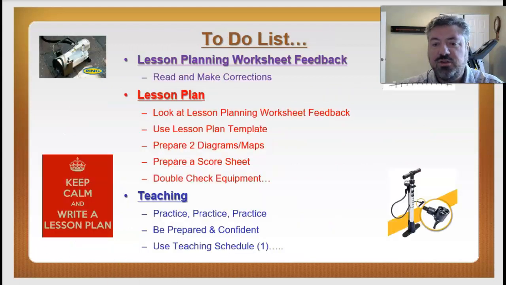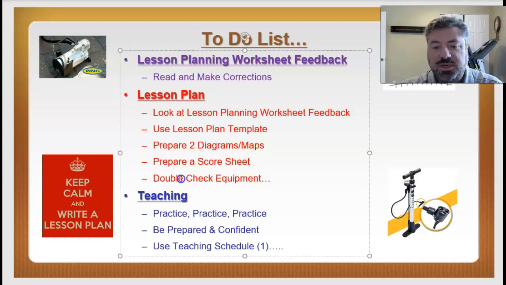So last thing, here's your to-do list. Reminder again, lesson planning worksheet, read the feedback, make corrections, use that to help you with the lesson plan. Look at your lesson planning worksheet and your feedback, take the instruction sheet for the lesson plan, use the lesson plan template, and then prepare that lesson plan following the instructions and using the feedback from your planning worksheet. The lesson planning worksheet is not the lesson plan. Make sure you prepare 2 either diagrams, maps, or formation sheets. Prepare a score sheet to be used with your summative assessment, and double check to make sure you have equipment.